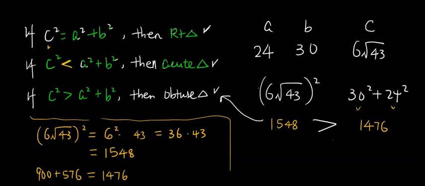Which rule are we going to use? We're going to use this rule. If the square of the longest side of the triangle is greater than the sum of the squares of the lengths of the two other sides, then the triangle is, ready, an obtuse triangle. That's it. Happy learning.